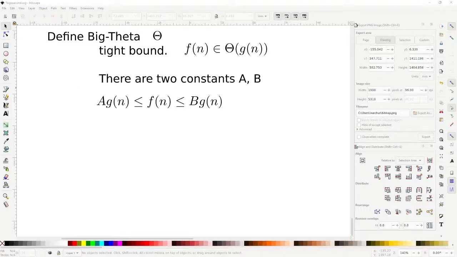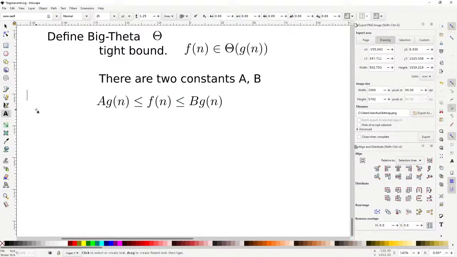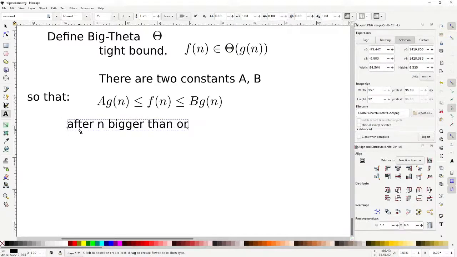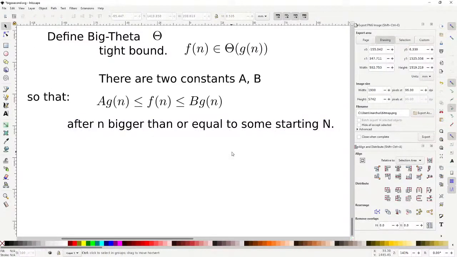So I'm claiming this now. There's two constants so that this is true after n is bigger than or equal to some starting n.